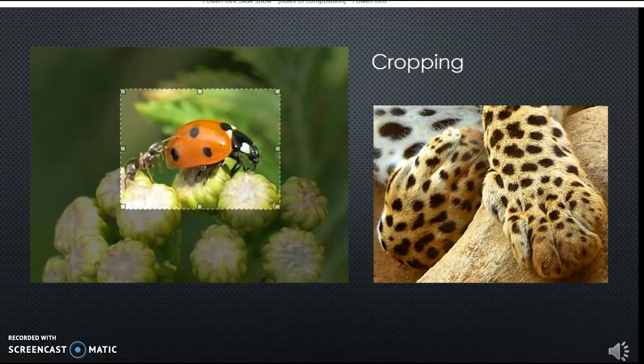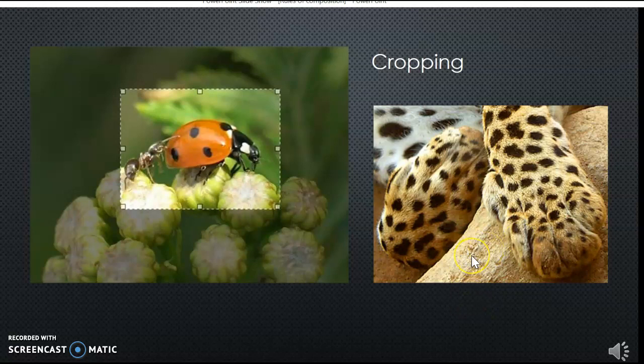Next, let's talk about cropping. Cropping often is done after a picture is taken in the editing process, but get used to doing it while you're taking the photo. Cropping is when you get really up close and really notice something different, kind of like a puzzle piece as opposed to the whole puzzle.